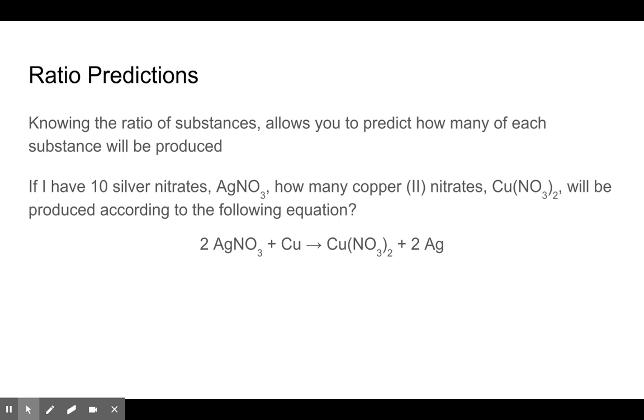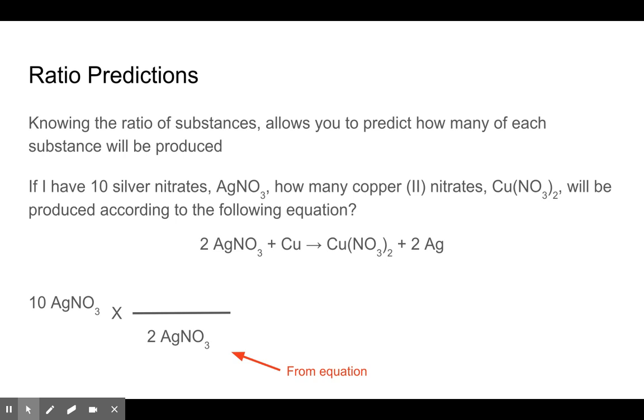So if I have 10 silver nitrate substances, how many copper nitrates will be produced according to the following equation? And this is just the equation we used on the last slide. So pretty straightforward. For now we're going to use the word molecule. It's not entirely correct, but we're going to use the word molecule for convenience. If I have 10 silver nitrate molecules, I'm going to set up a ratio, a proportion kind of equation, where I put the ratio of silver nitrate that I get from the equation on the bottom.